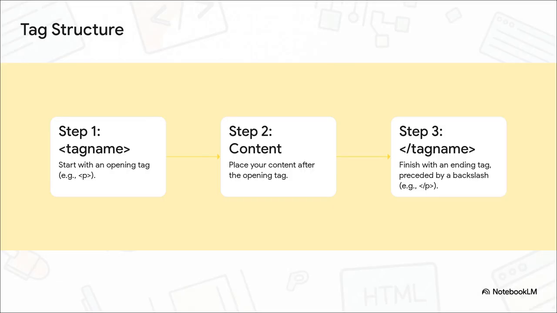And the structure for these tags is incredibly simple and consistent. It's always the same pattern. You have an opening tag, let's say P for a paragraph, then you put your text, your content, and you finish it all off with a closing tag, which looks almost the same, but just has that /. That's it. That's the basic recipe for almost everything in HTML.